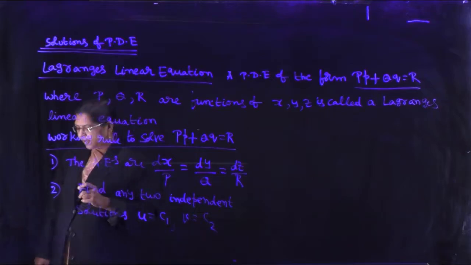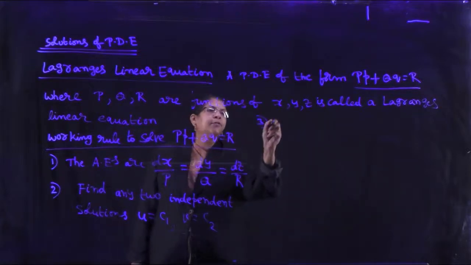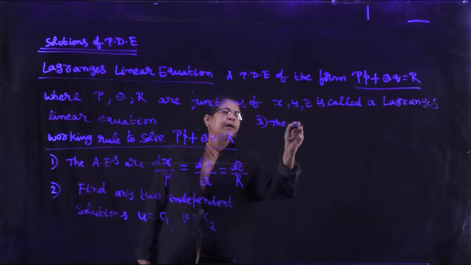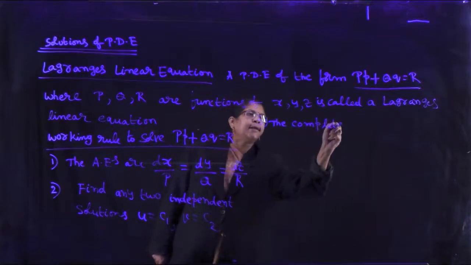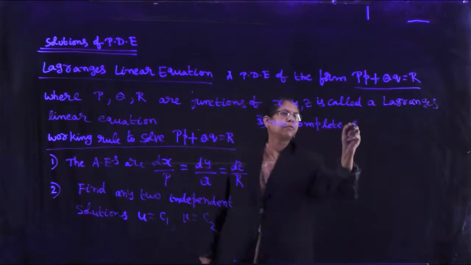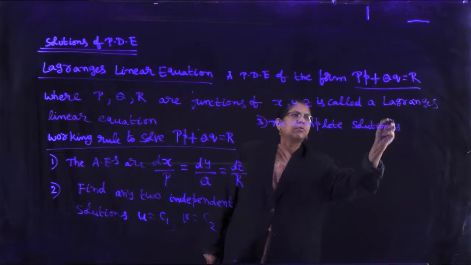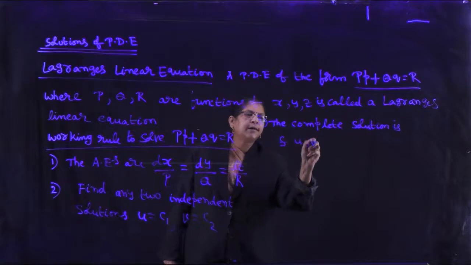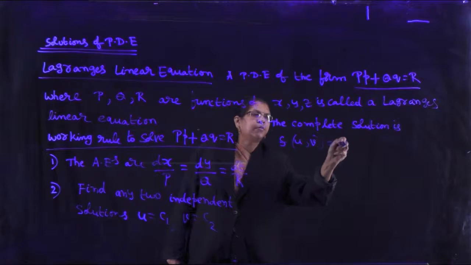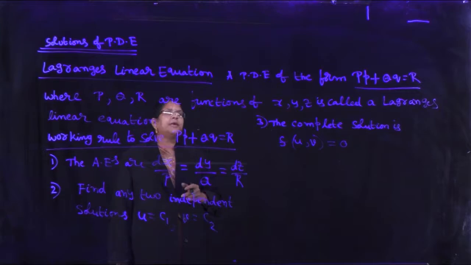Finally, what is the complete solution? Therefore, the complete solution is f of u comma v equal to 0. Okay, what is the complete solution? f of u comma v equal to 0.